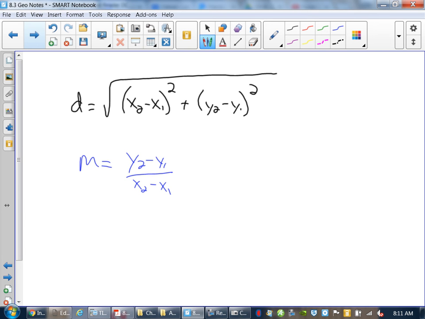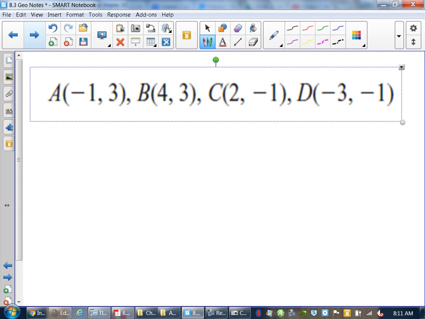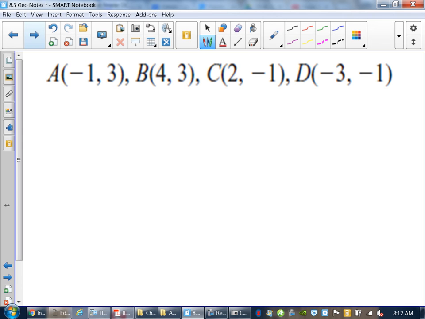So let's look at an ordered pair set. Let's look at a set of ordered pairs.